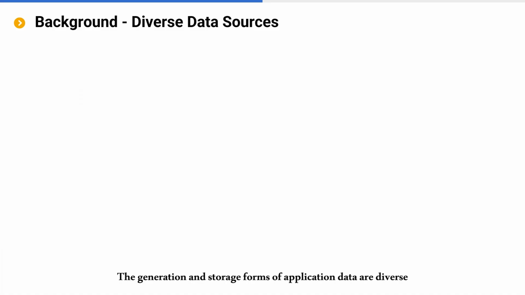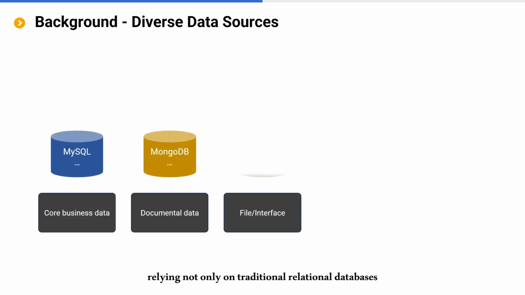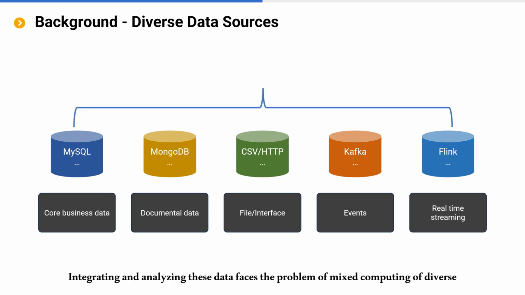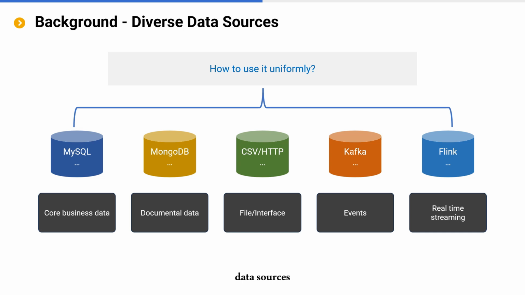The generation and storage forms of application data are diverse, relying not only on traditional relational databases, but also on various data sources such as NoSQL databases, cloud storage, APIs, file systems, etc. Integrating and analyzing these data faces the problem of mixed computing of diverse data sources.